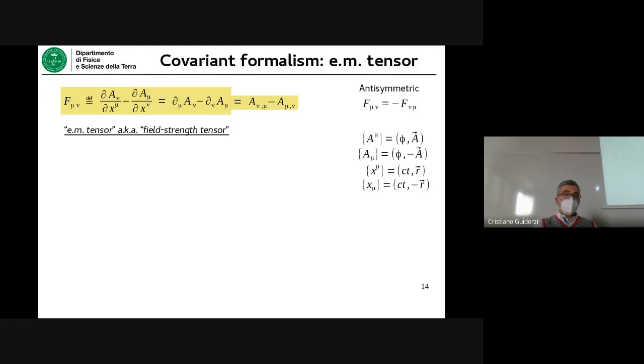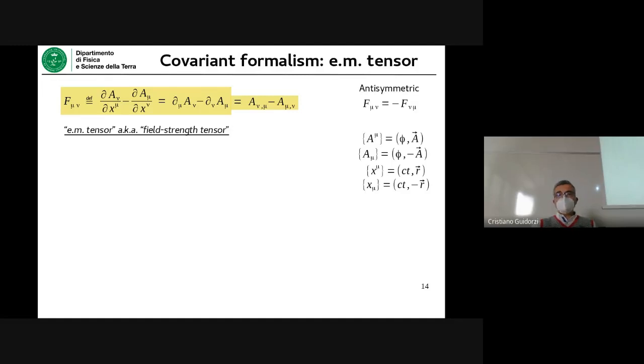This is called the electromagnetic tensor because, as we will see in full now, but we've just had a starter, the coefficients of this tensor are indeed the components of both electric and magnetic fields. So that's the reason for the name, but also field strength tensor, because essentially it gives you the strength of both electromagnetic fields. So you might find in the literature the same names.